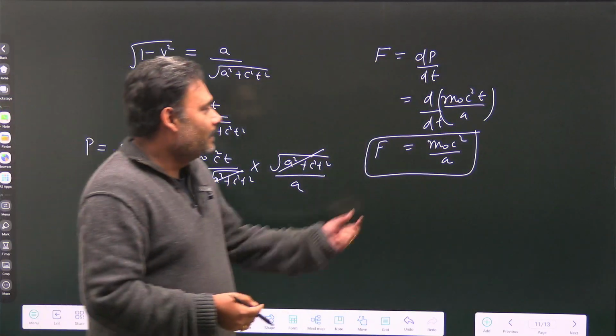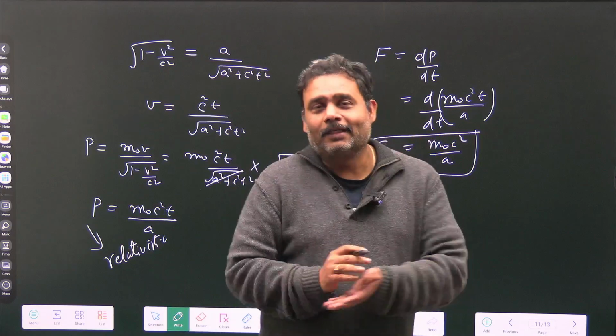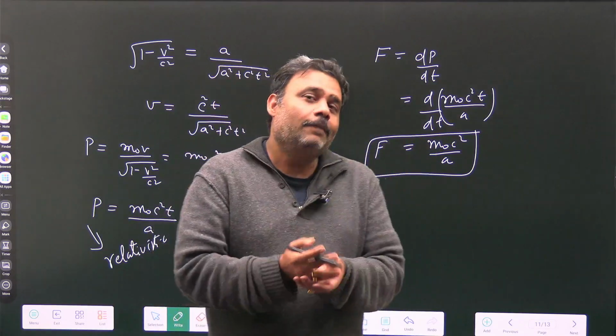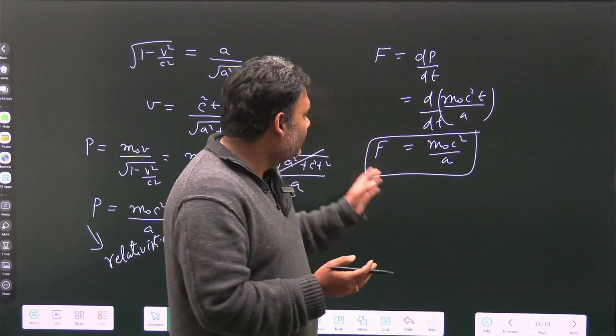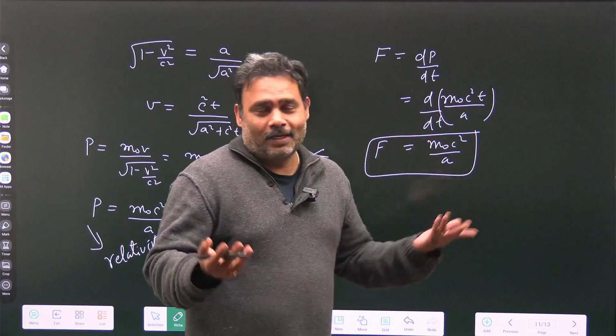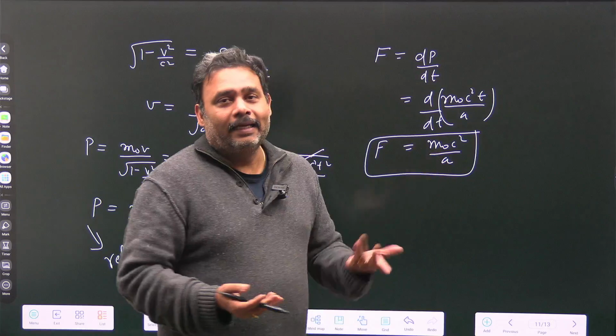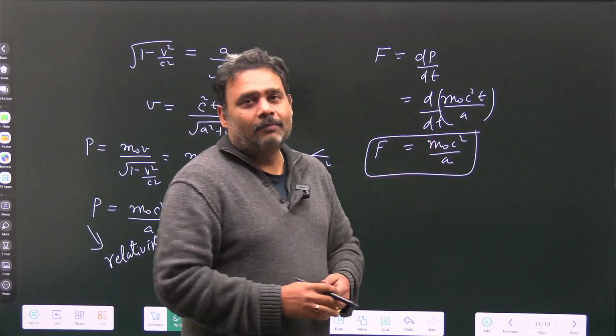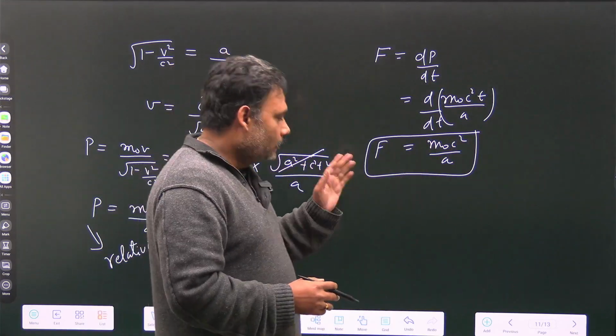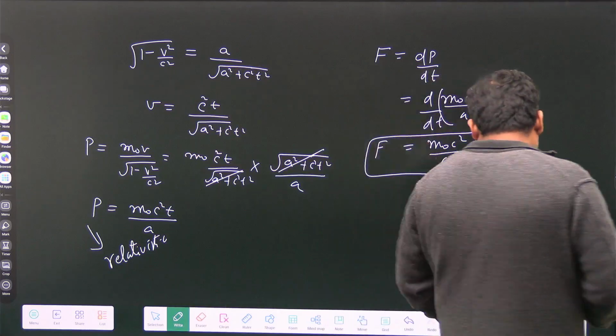And very interestingly, this m naught c square is nothing but the rest mass energy. So in some examination, they can ask you this force in the form of rest mass. So that will be rest mass energy by a. So this m naught c square is nothing but what? Rest mass energy. So students, look at how beautiful this problem is.